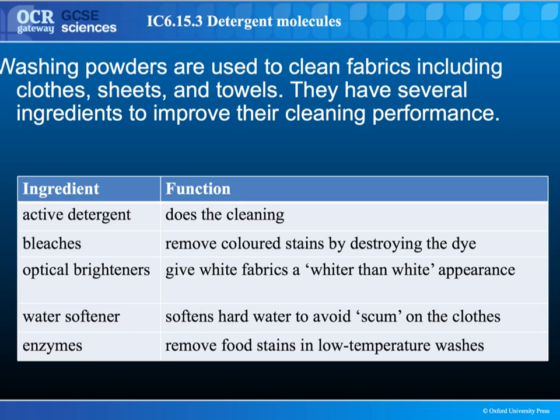As well as the enzymes and the detergents, you have other things in your washing powder, things like bleaches, which remove stains by destroying the dye. We've got optical brighteners, which give clothes that whiter than white appearance, and water softeners to make the water softer so we don't get a hard water residue of limescale on clothes. And obviously enzymes, which I already mentioned, which remove stains in low temperature washes.